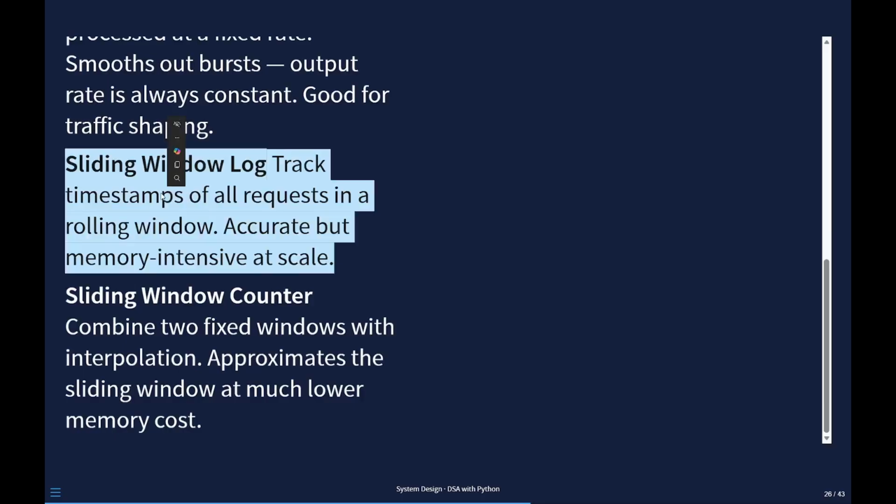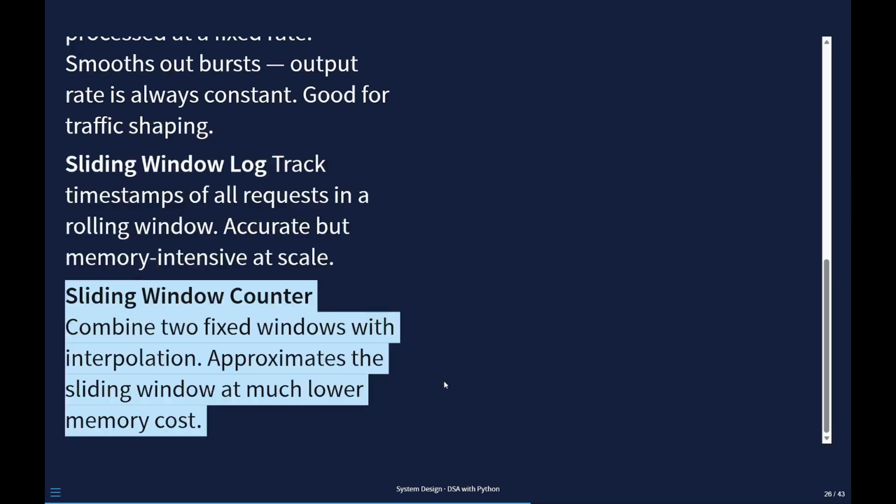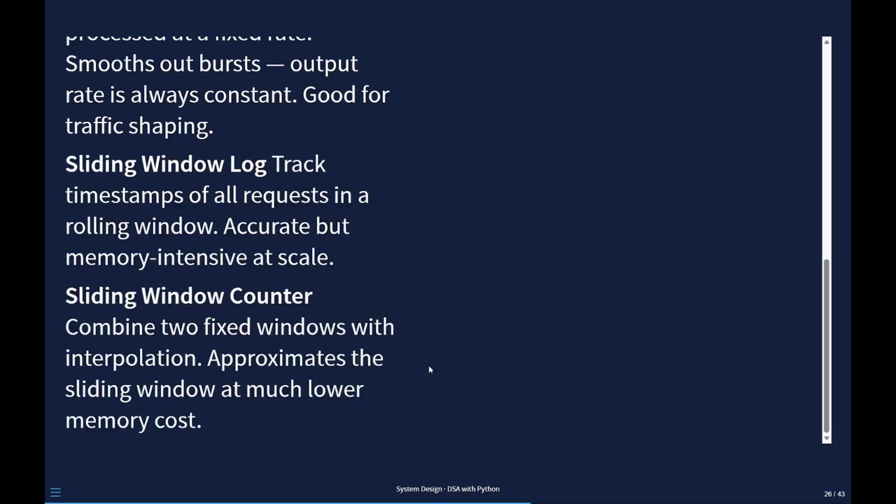Sliding window log. Track the exact timestamp of every request in a rolling window. Accurate, but memory intensive. You are storing potentially many timestamps per user. Sliding window counter. Combine 2 fixed window counts with interpolation to approximate a sliding window. Much more memory efficient, with only minor accuracy trade-offs. This is what most production implementations use.